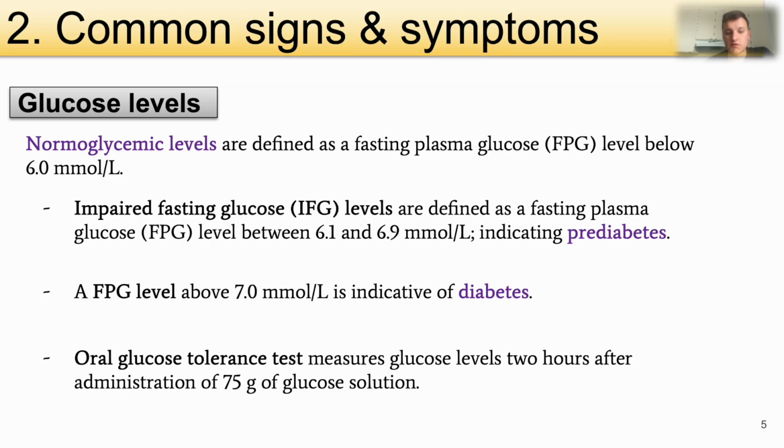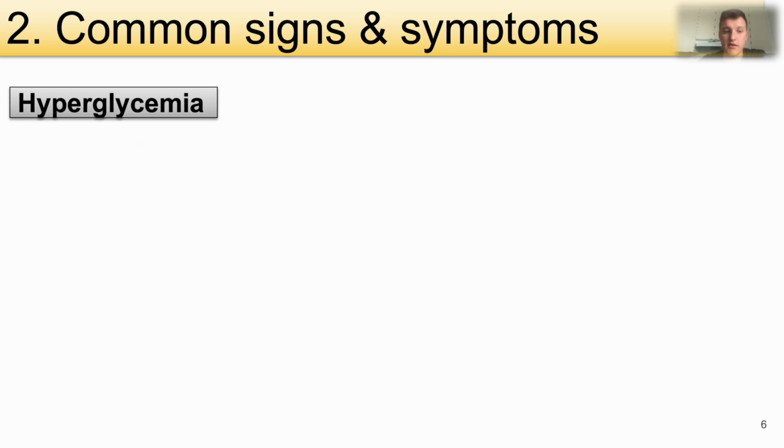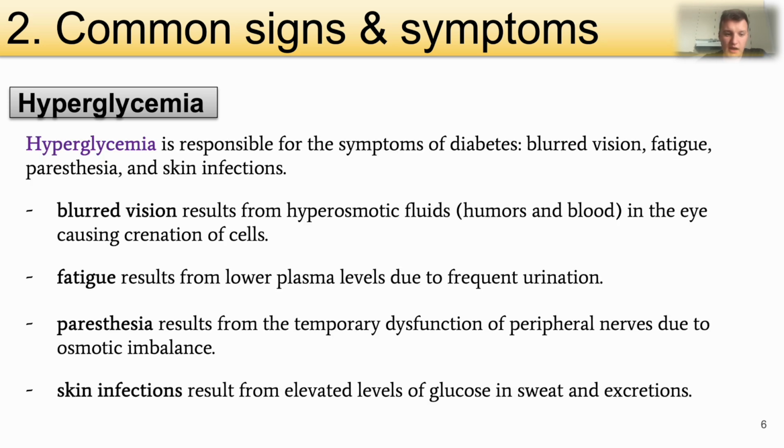The oral glucose tolerance test, right, measures glucose levels 2 hours after administering 75 grams of glucose solution, and could be used to understand how those glucose levels are, right? So hyperglycemia is responsible for symptoms of diabetes, right? Blurred vision, fatigue, these different paresthesias and skin infections, right?